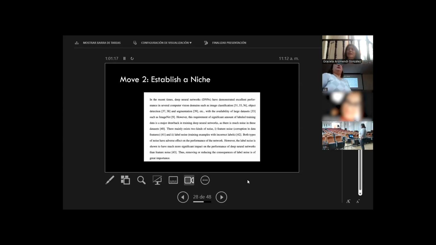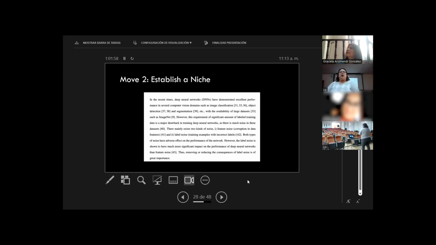Well, one more for you. Extra quiz question. This one, I want you to look for the niche, establishing a niche, why we need to keep doing this research, what the gap is. So, in recent times, deep neural networks have demonstrated excellent performance in several computer vision domains, such as image classification, object detection, and segmentation, etc., with the availability of large data sets, such as ImageNet. However, this requirement of a significant amount of labeled training data is a major drawback in training deep neural networks, as there's much noise in these data sets.